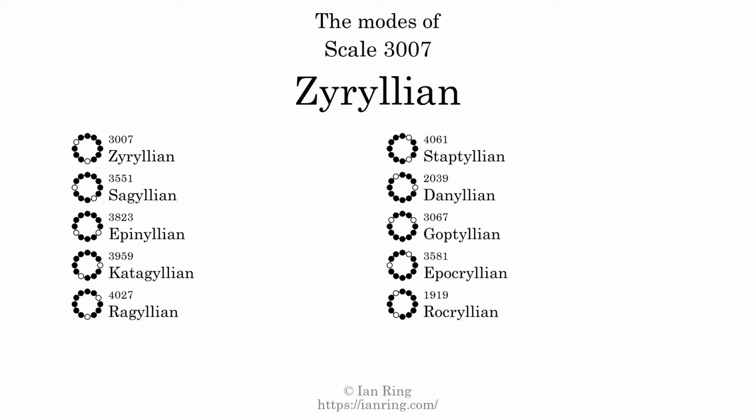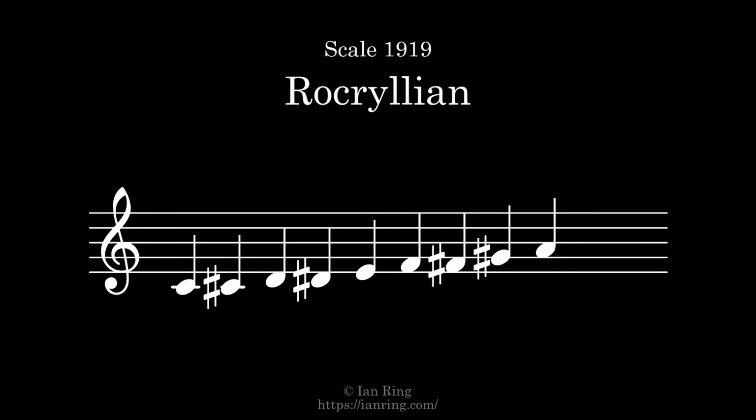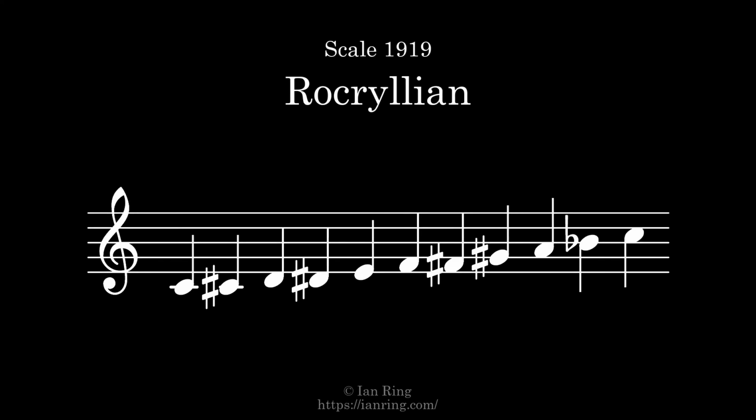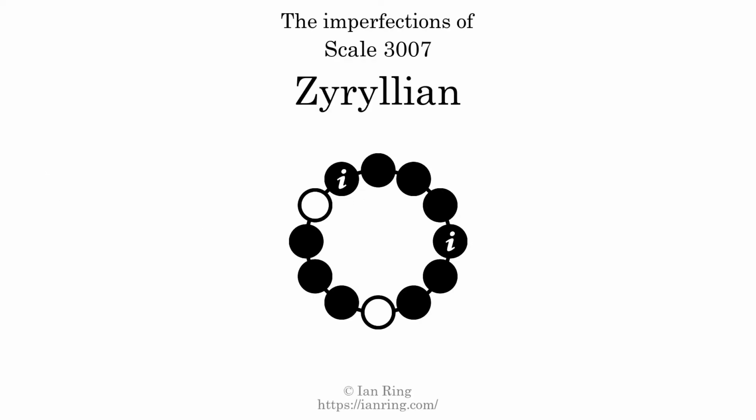The 10th and last mode is Scale 1919, also known as Zyryllian. It sounds like this. Imperfections are tones that have no tone a perfect fifth interval above them. This scale has two imperfections. They are at positions here and here.